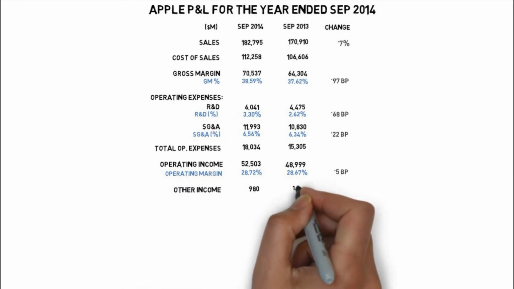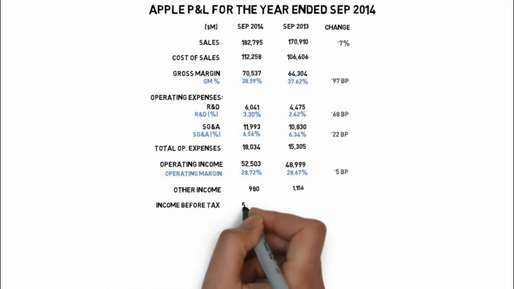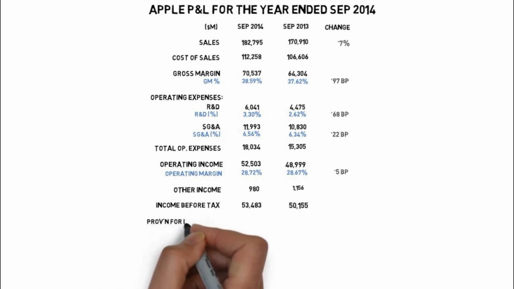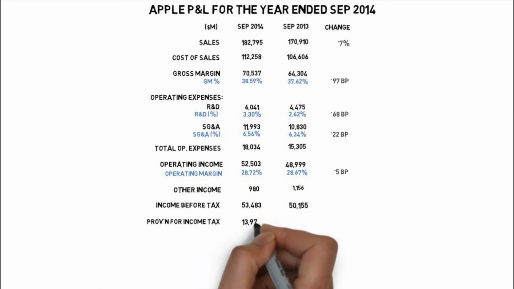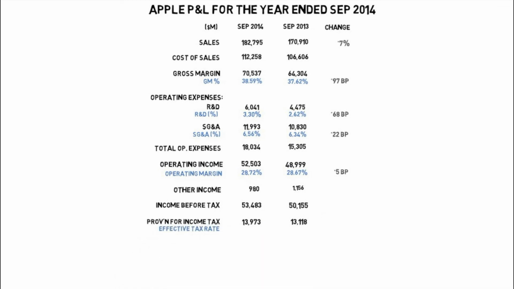Okay, next comes other income. And adding on other income, that brings us to income before taxes. After that, the provision for income taxes. And here we can work out the effective tax rate. We do that by dividing the income tax expense by the income before taxes. And here we see that the tax rate has remained quite constant at just over 26%. Right at the bottom of the P&L then, we have net income.